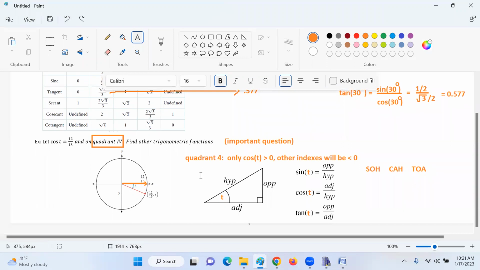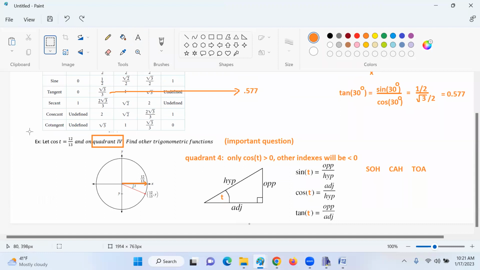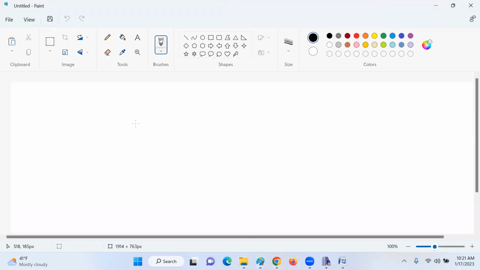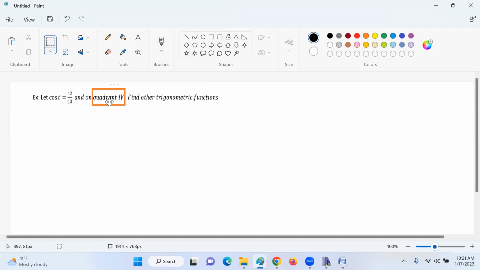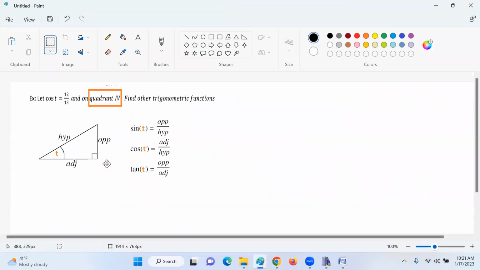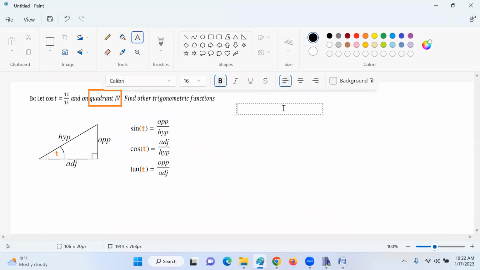So now we bring the problem to the other side of the trigonometry. Let me just rewrite it again. Let's say cosine equals 12 over 13, and then you're going to find the other trigonometry functions. Now we're going to bring it here, so for the opposite over adjacent, and so on. For quadrant number 4, we don't have enough space, so we're going to move up to the slide. We know the fact that only cosine is positive.